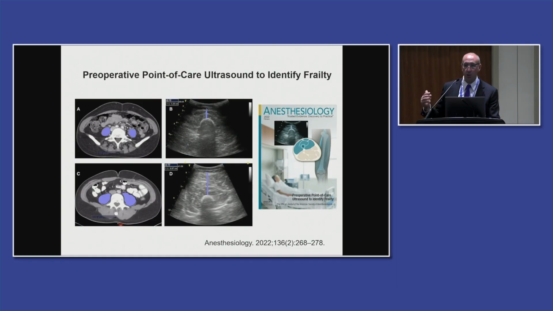She found that there is an association with the rectus femoris. So you put an ultrasound on the rectus femoris and you can see the femur really well over there, and you can measure the size of that. She also did the same thing with psoas sarcopenia and showed similar results.